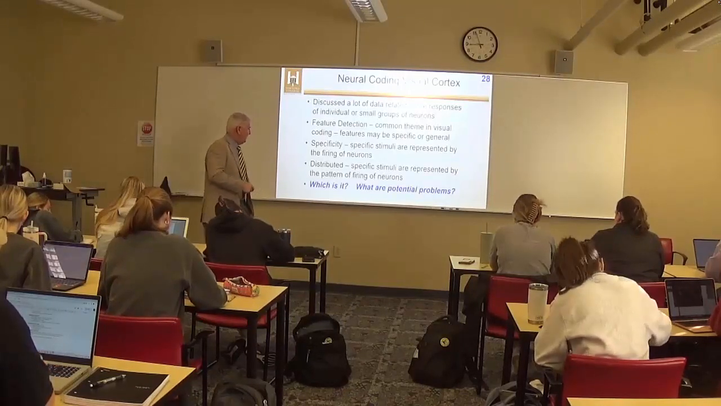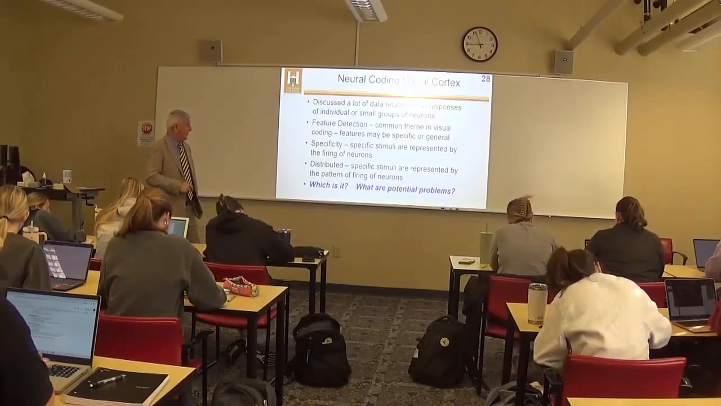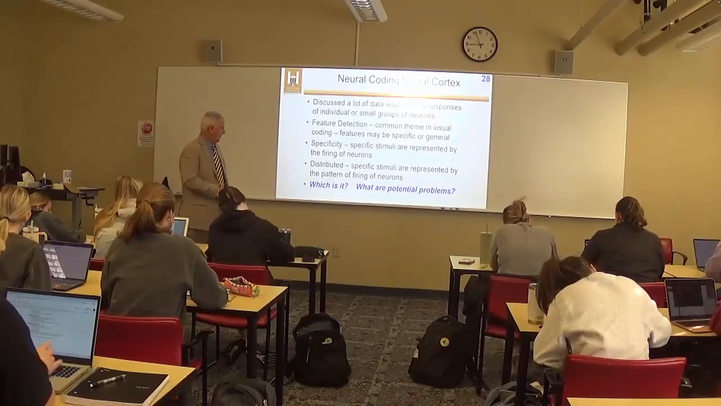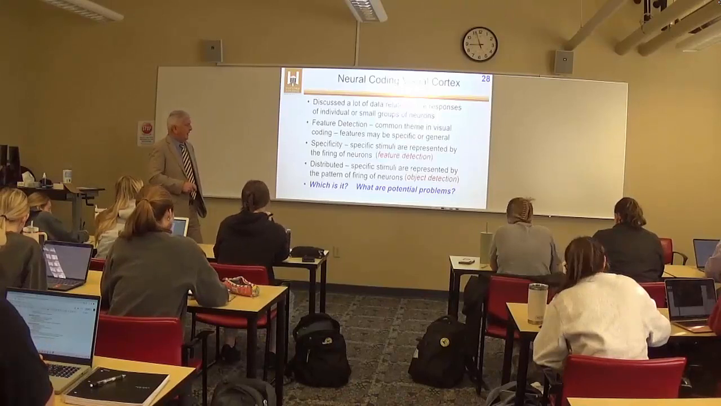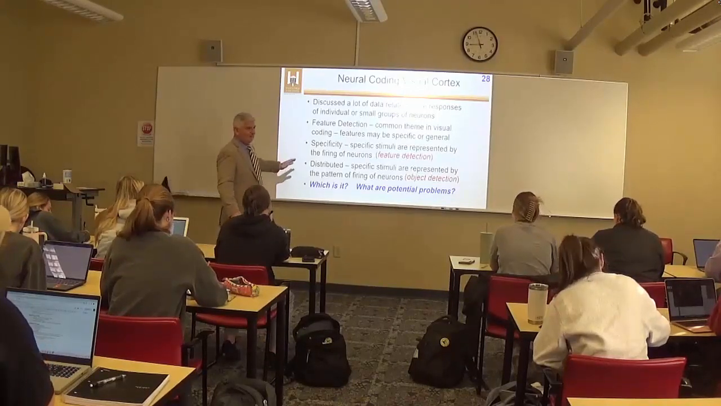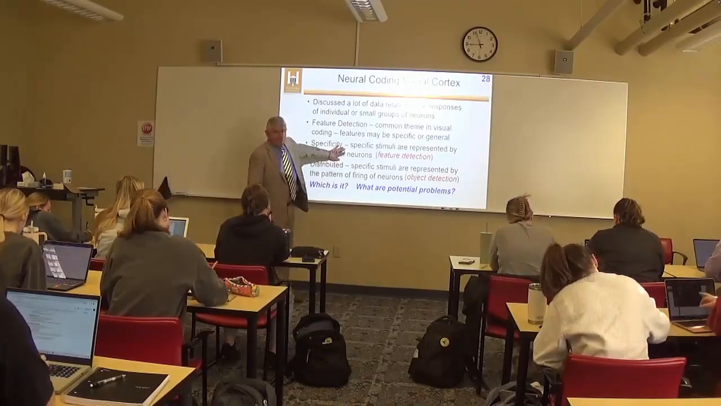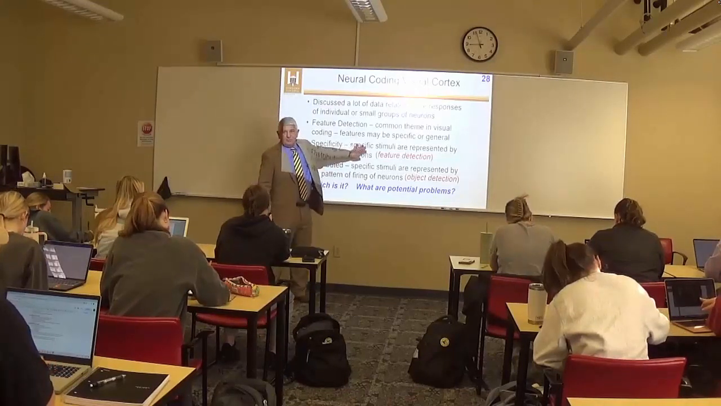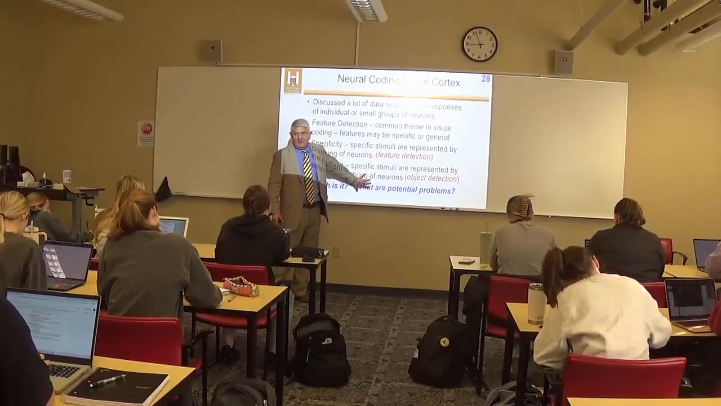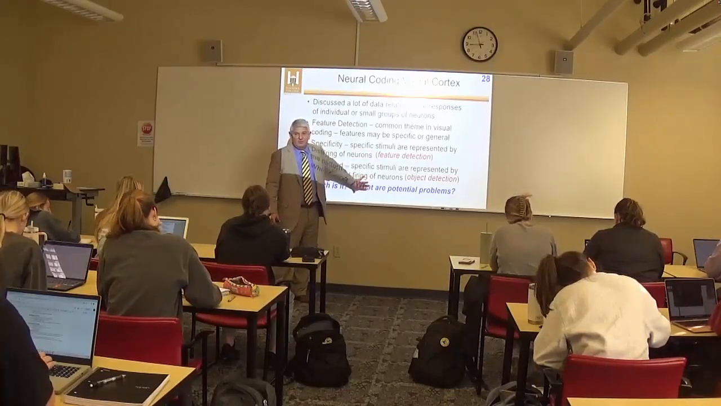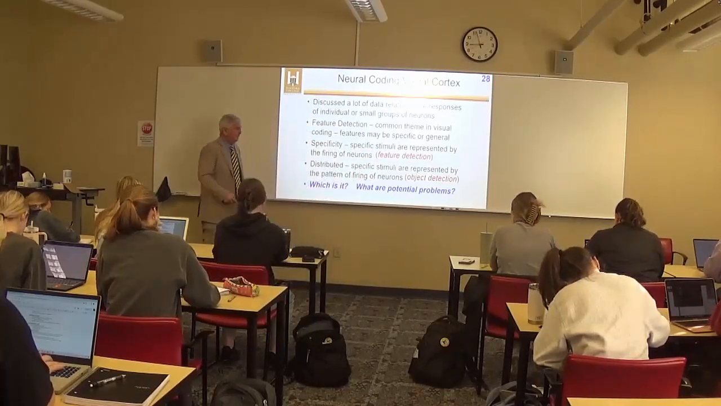All right, so one of the questions is, okay, well, how do we perceive visual stimuli? Is it one or the other? What are the potential problems with this, right? And so we can kind of break this down into, we have specificity neurons that are looking at features. We have distributed processing that's looking at assembling those features into objects.